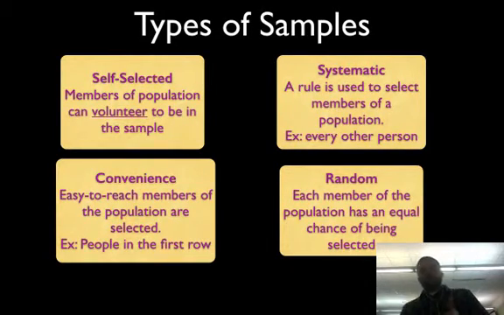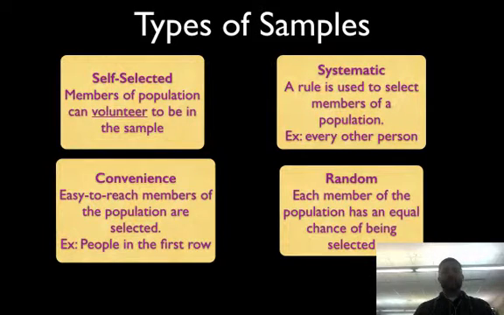Another type of sample is systematic. This is where we use some sort of rule to select members of a population. So it's a little bit more random, but it's not actually a random sample. A systematic sample might be I pick every other person, or I call every 10th person in the phone book, or there's some sort of system for choosing people that I stick to and adhere to when I'm sampling a population.